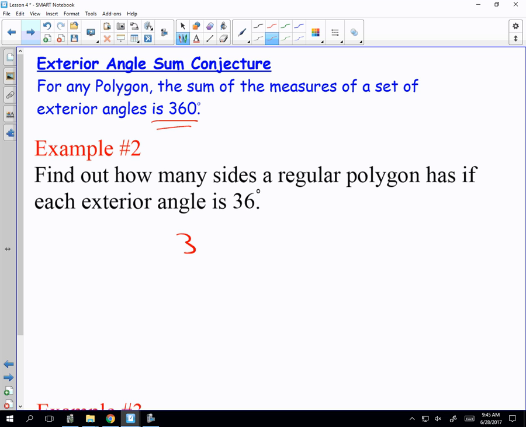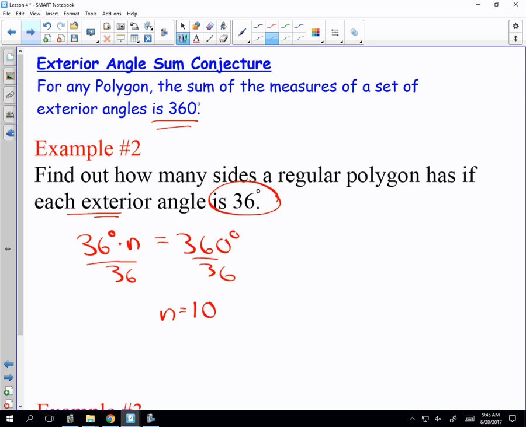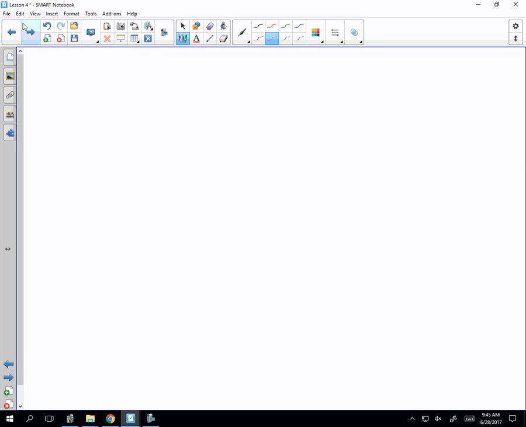So if we have a sum of 360, each exterior angle in this case is 36. We know that 36 degrees times n exterior angles has to equal 360. And then we just divide by 36. And we find out that this is a 10-sided shape. And that concludes our lesson for today, just looking at exterior angles of regular and irregular polygons.